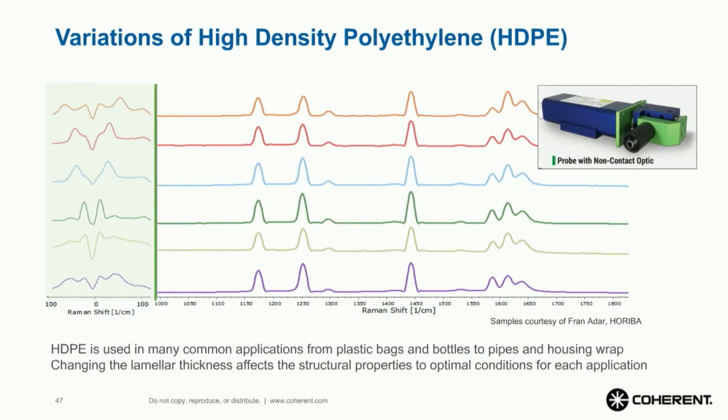Beyond the pharmaceutical space, polymers are a very hot area as well for looking at these structural changes. In this case, high-density polyethylene, which is used for various things from plastic bags and bottles to pipes and housing wrap. If you change the lamellar thickness of the polymer layers, you will change the corresponding structural properties of the polymer. When looking at the chemical fingerprint region, they all look basically identical, but in the low-frequency portion of the spectrum, they can be very, very different. So it's not just a process tool for pharmaceuticals; it can be used for many, many different types of applications as well.